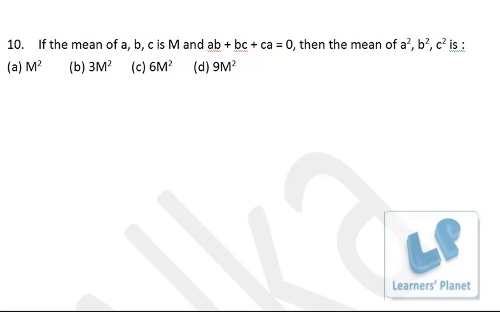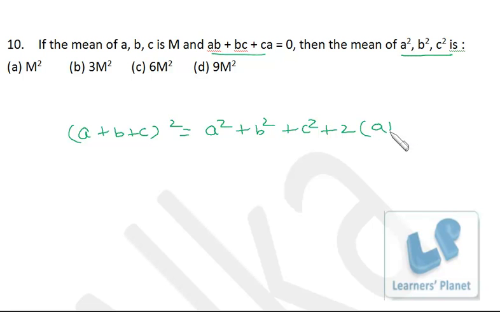Now if the mean of A, B, C is m and AB plus BC plus CA is 0, then the mean of this is. Now the problem seems to be simple. You just must be knowing the formula for A plus B plus C whole square, because in that particular formula only we get this and this. Right? So A plus B plus C whole square is equal to A square plus B square plus C square plus 2 times AB plus BC plus CA.